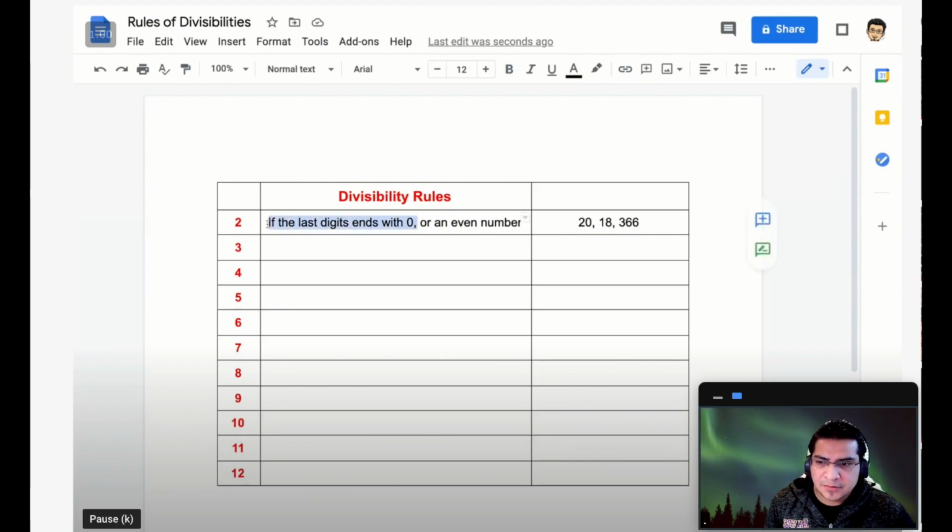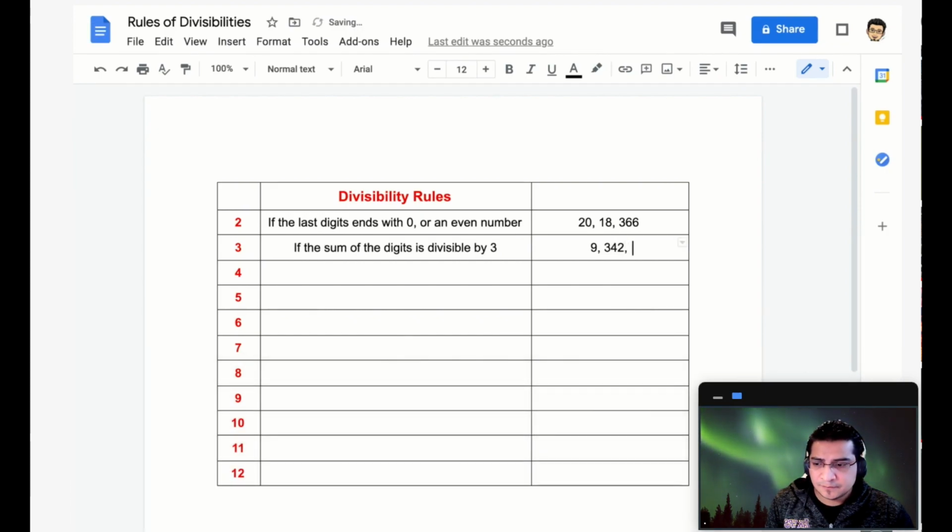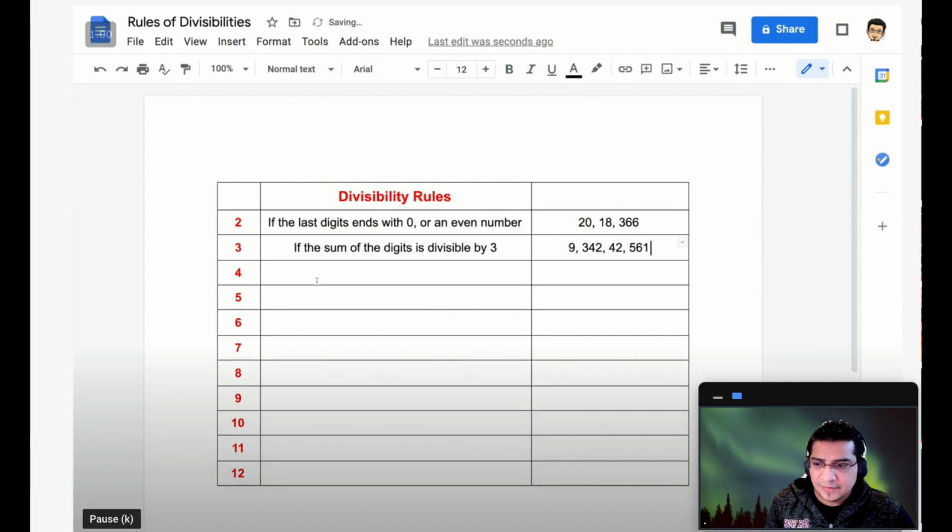The next one I'm going to show you is the number 3. If the sum of the digits adds up to a multiple of 3, then the whole number is divisible by 3. Let me give you some examples right here. For example, 9, 342, 42, and 561.